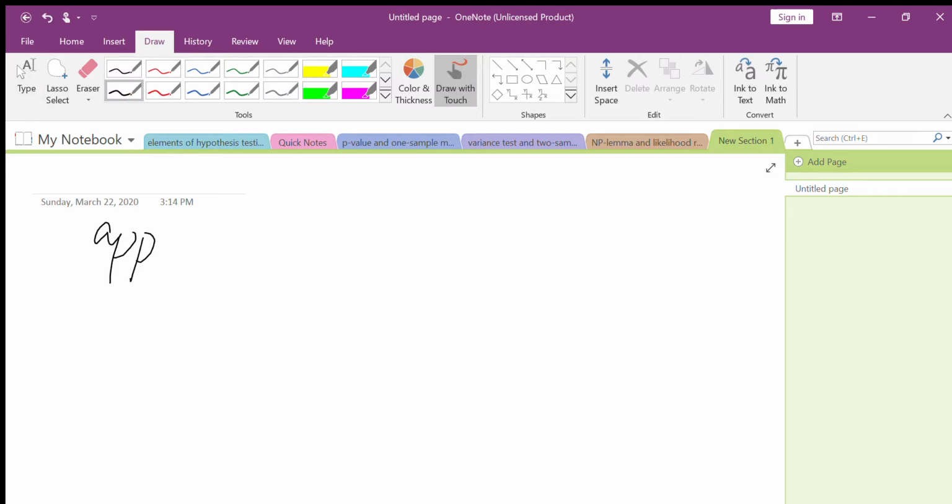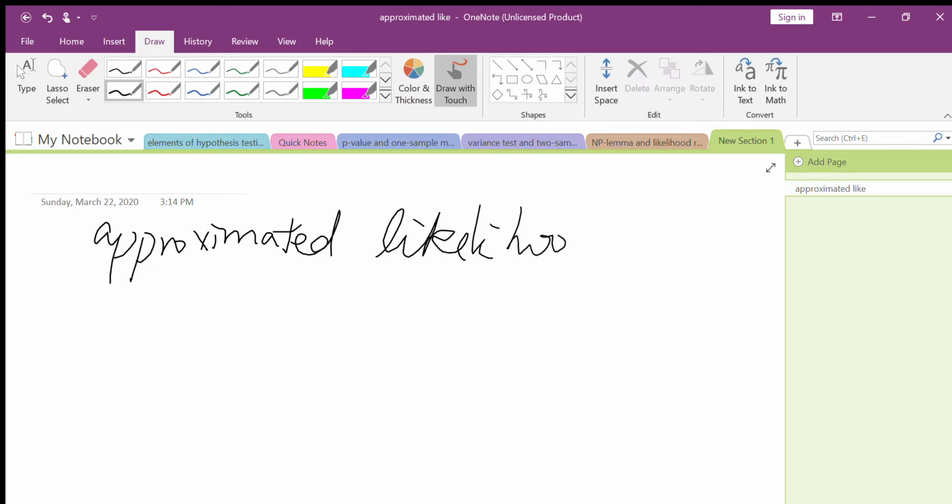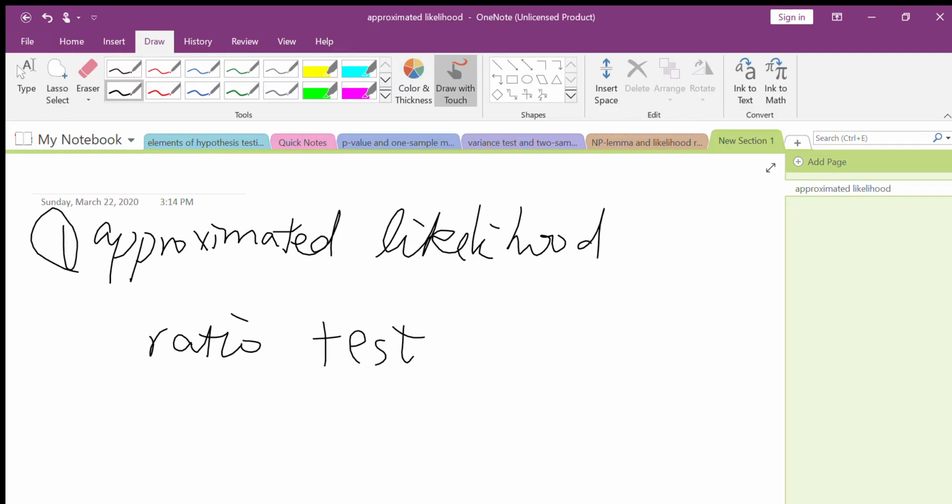approximated likelihood ratio test. First topic of today's lecture. The second topic is chi-square test.